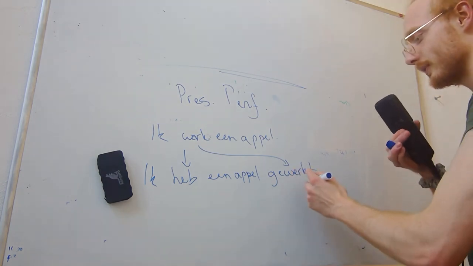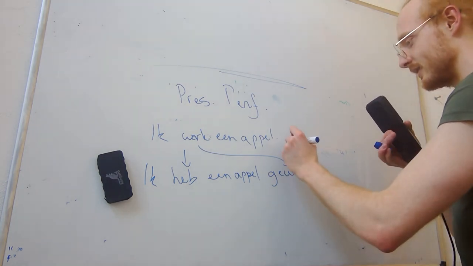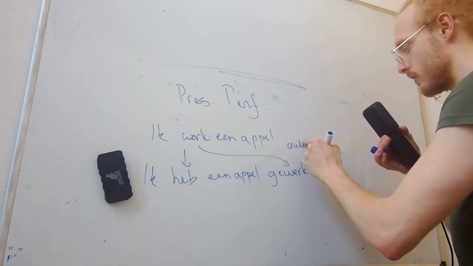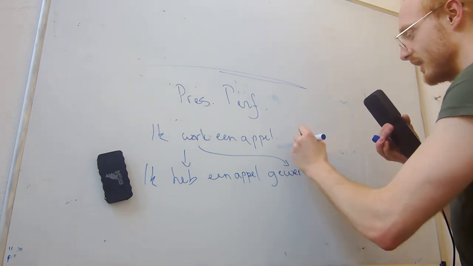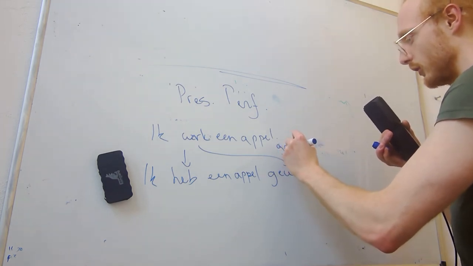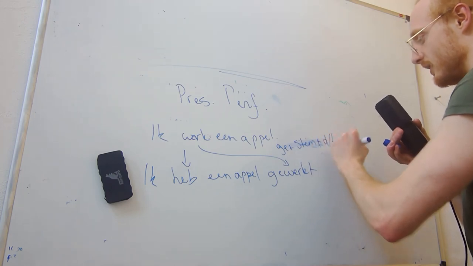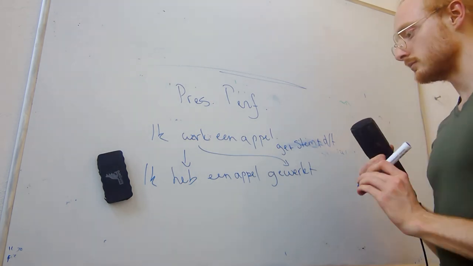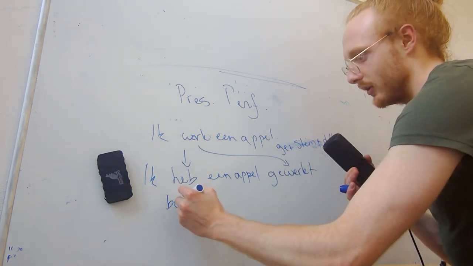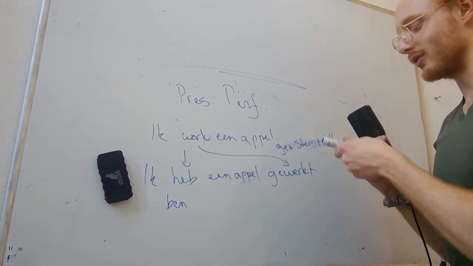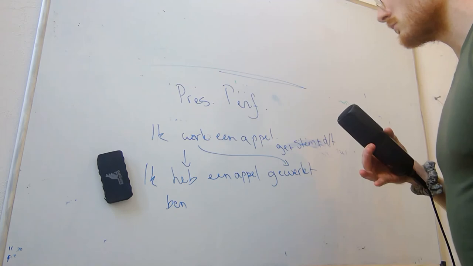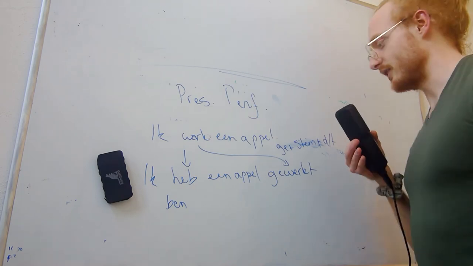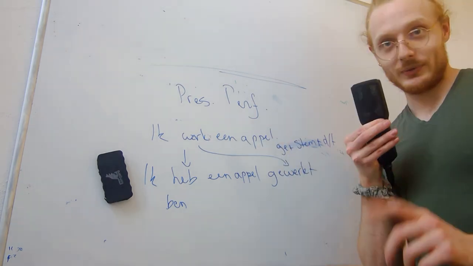So what you do is it is the stem. It's ge, and then plus d or t, depending on if, again, the 't soft ketchup thing holds. Sometimes you use ben or zijn, but I won't go into detail about when you do that now. In most cases you just use heb, like 90% of the cases. So that's present perfect. Cool. Spoiler.